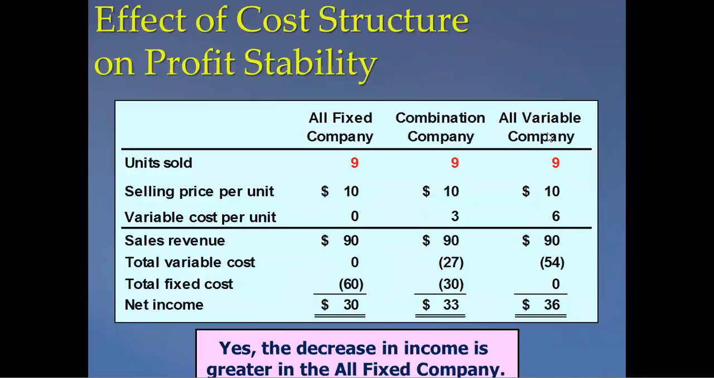On the other hand, the all variable company had no fixed cost. They had 9 tickets sold at $10 each. That's $90. But the variable cost per unit was $6 each. So 9 times 6 is 54. So their income is $36. So as you can see, when the volume went up, it was better to be all fixed. When the volume went down, it was better to be all variable.